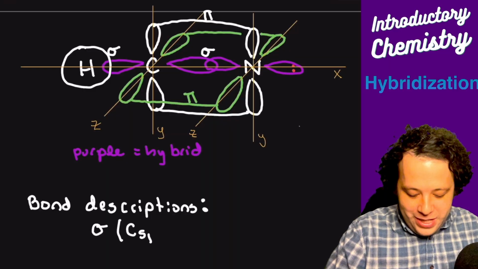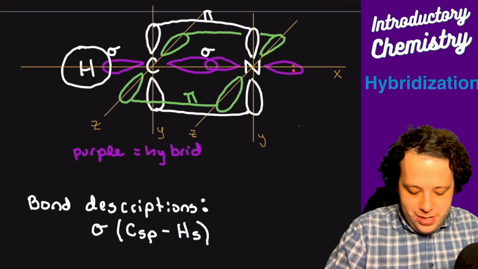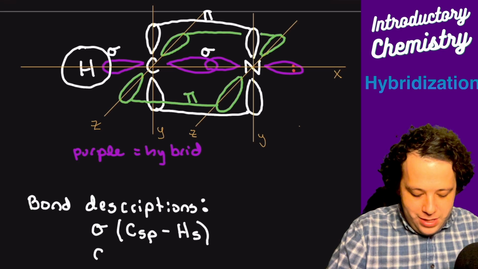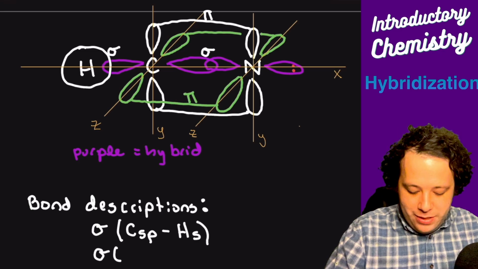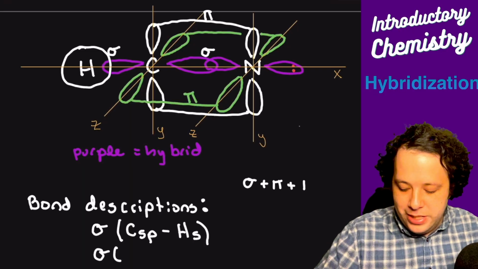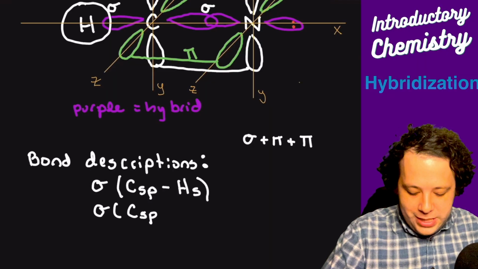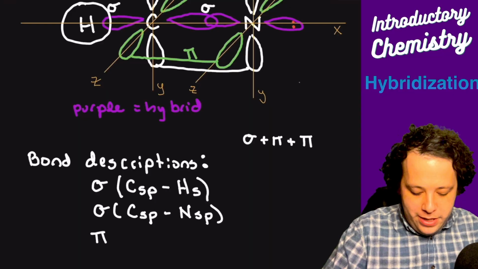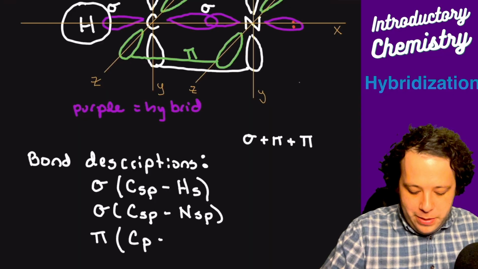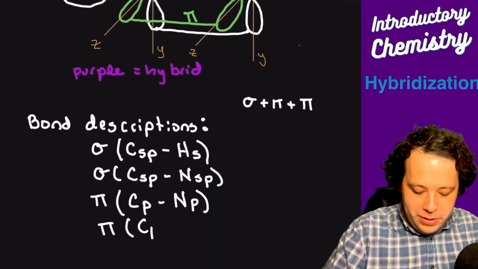So okay, carbon sp is interacting with hydrogen s, and you only have one of them. Then we have our bonds for our triple, right? So it's sigma plus pi, so we need to describe all of them. Okay, so it's carbon sp to nitrogen sp. And then for one pi, it's going to be carbon p to nitrogen p. And then you have another pi, which is carbon p to nitrogen p.